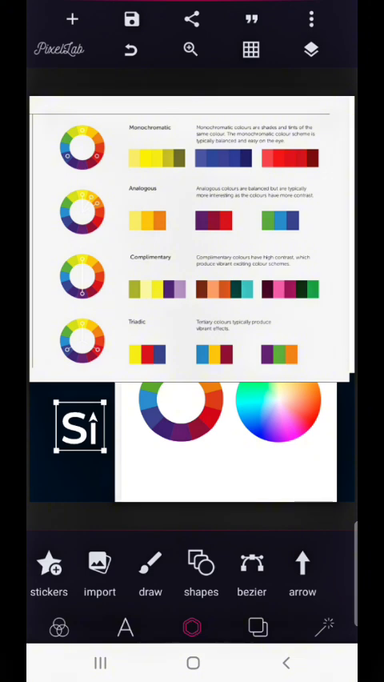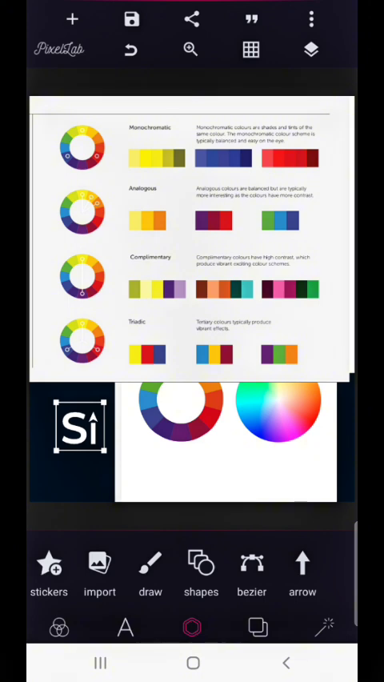So in this color wheel, there are different kinds of color schemes. The first one is monochromatic, and this has to do with shades of a specific primary color. You understand? So they are shades and tints of the same color. If you are picking yellow, there are different shades of yellow. If you are picking blue, there are different shades of blue. If you are picking red, there are different shades. You understand? So that is it.